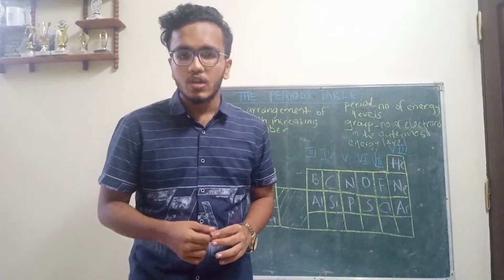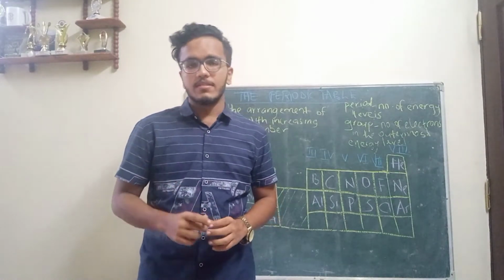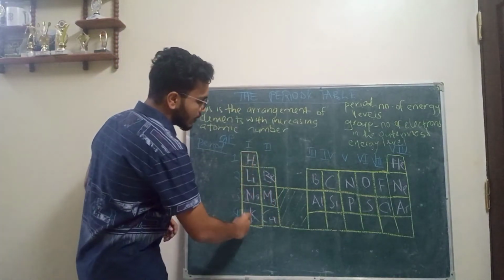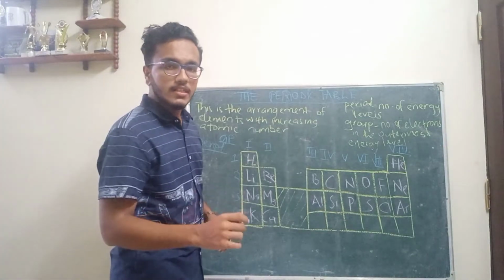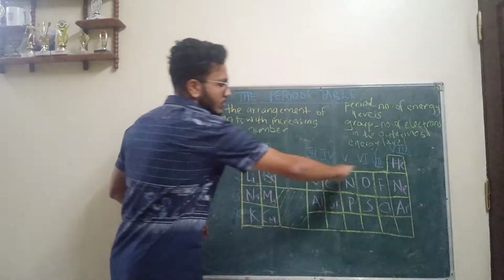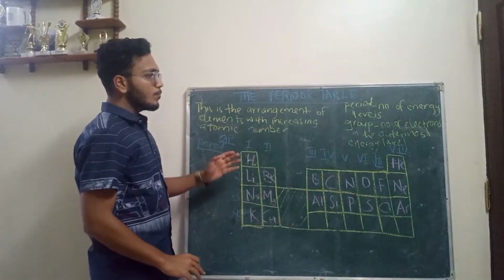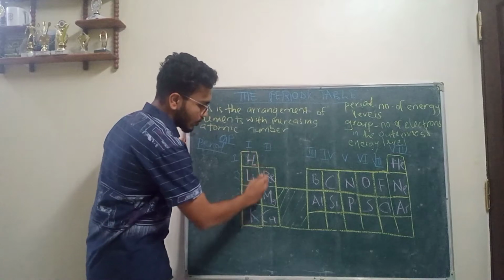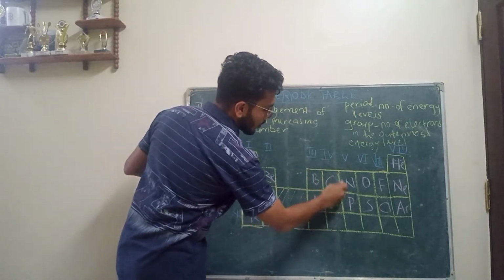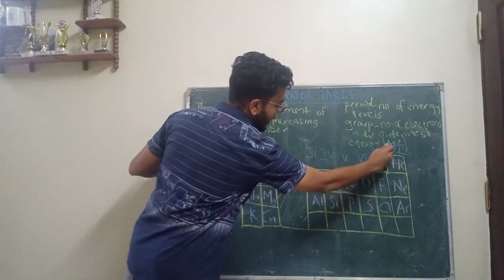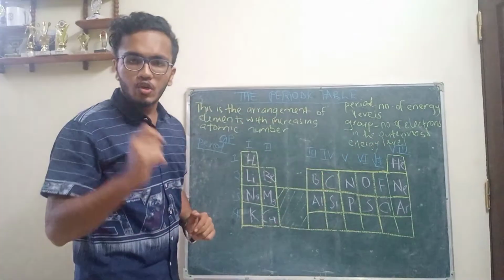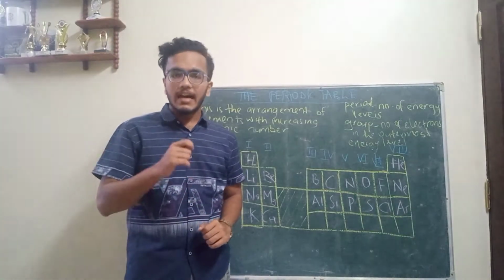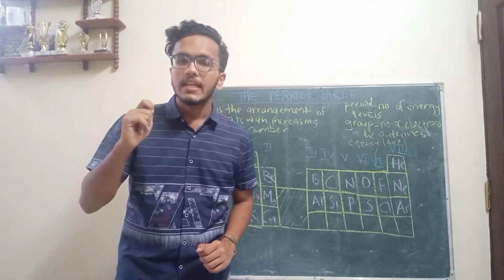Now, the periodic table consists of groups and periods. Groups are vertical columns and periods are horizontal rows. These are all groups. This is group 1, group 2, group 3, group 4, group 5, group 6, group 7 and group 8. Now, what do the groups represent? The groups represent the number of electrons in the outermost energy level of the element.